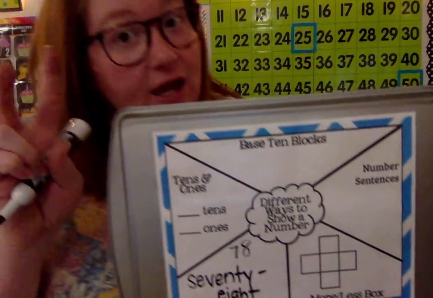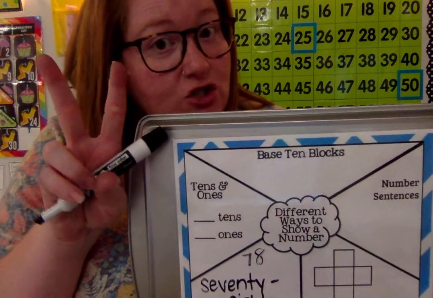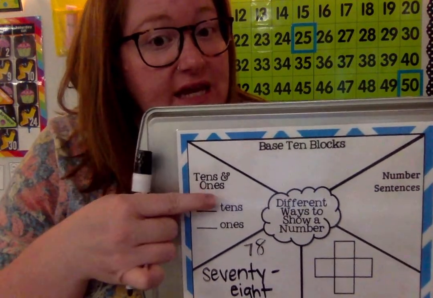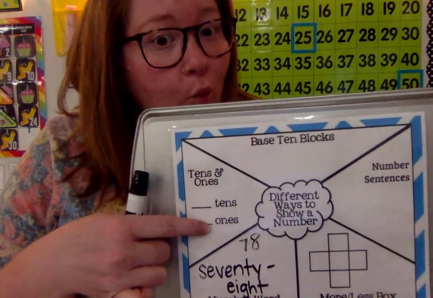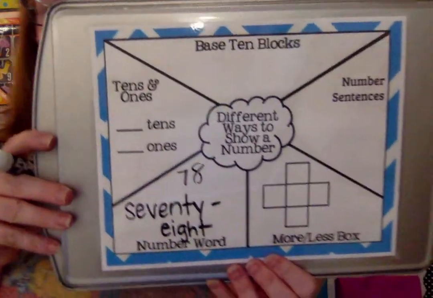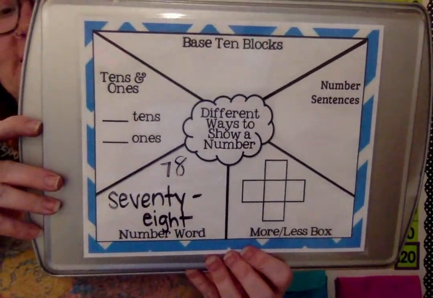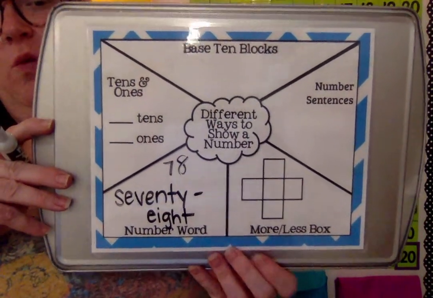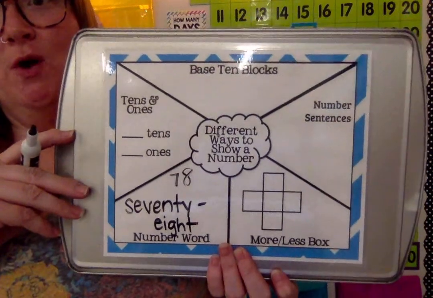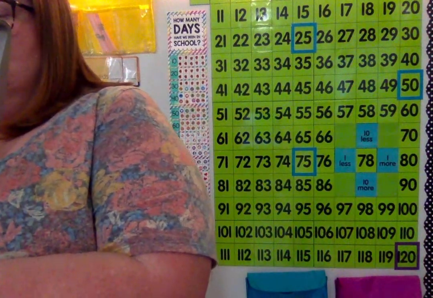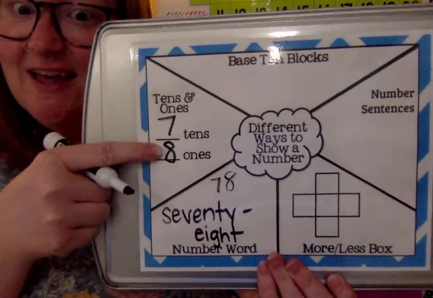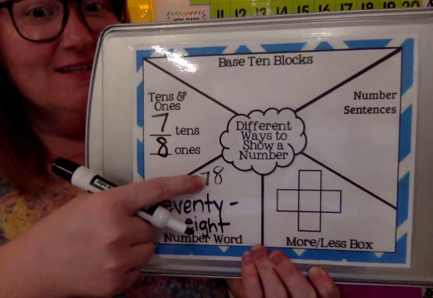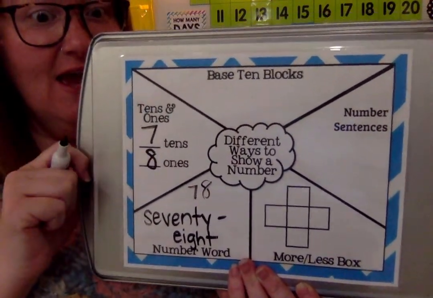78. We know it's a 2-digit number, and 2-digit numbers always tell us how many tens and how many ones are in that number. So take a look at it. How many tens do you see? How many ones do you see? Are you ready? I'm going to write mine. Tens and ones. Did you say 7 tens and 8 ones? 78 is 7 tens and 8 ones.